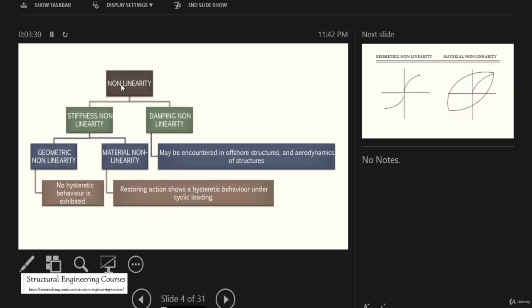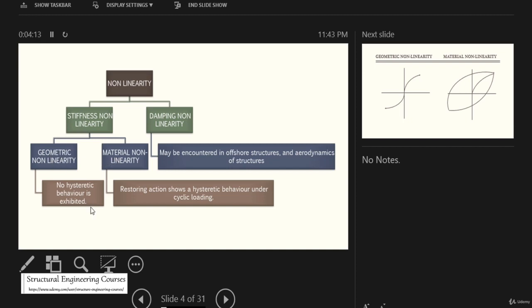When we classify non-linearity, it is basically classified into two types. Number one is stiffness non-linearity and number two is damping non-linearity. Under stiffness non-linearity, again there are two types, that is geometric non-linearity and material non-linearity. Damping non-linearity is somewhat too complex to calculate or to check in a structure, so that is usually encountered in offshore structures or aerodynamics of structures. But most of the time in our day-to-day structural dynamics, we use geometric non-linearity and material non-linearity.